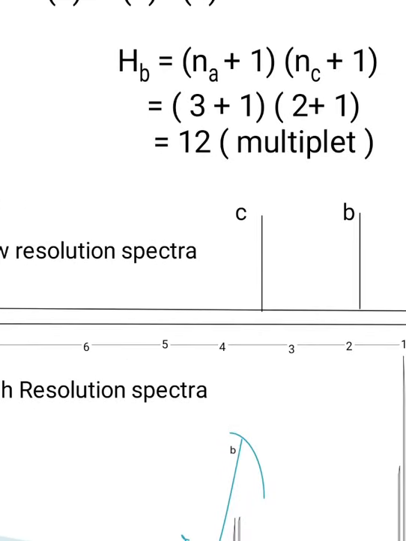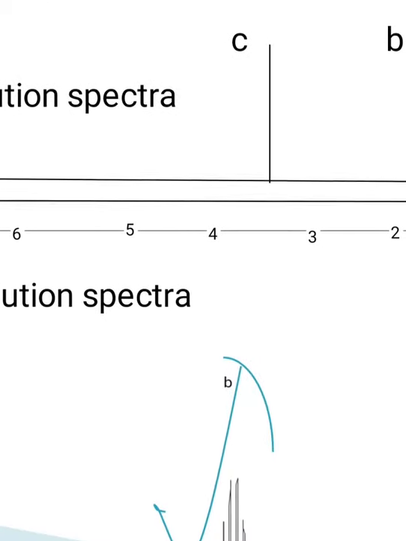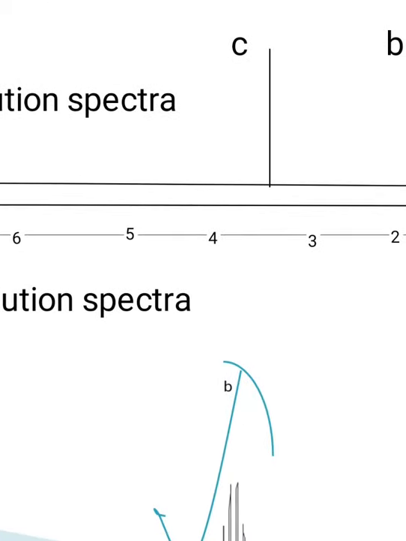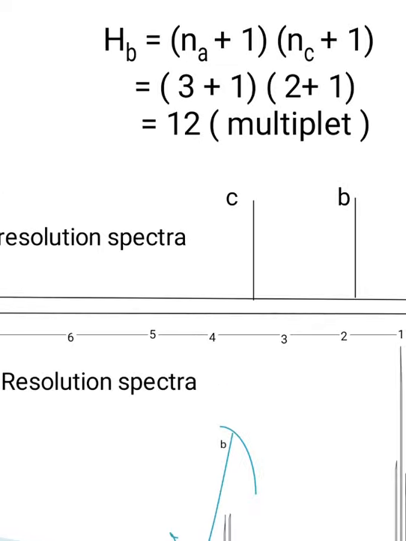Here remember one thing: though we get 12 lines for the B set of protons, these 12 lines are not distinct on the NMR scale because there may be a possibility of overlapping of these lines. And this upper curve is the intensity of that particular signal. From that intensity, we can calculate the number of protons for that particular set.